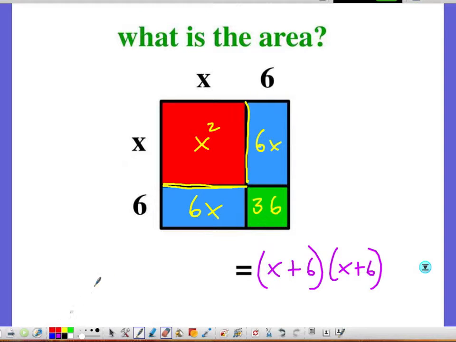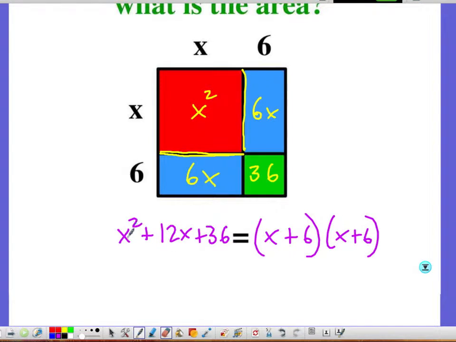Now when I go ahead and add these individual areas together, I get x squared. And I also want to go ahead and combine like terms here. So 6x plus 6x is going to be 12x plus 36. Now take a look at that. The areas can be calculated in two different ways, and so it seems like we have two different expressions. We have that the area can equal x squared plus 12x plus 36, or it can equal parentheses x plus 6 and another parentheses x plus 6, multiplying them together.